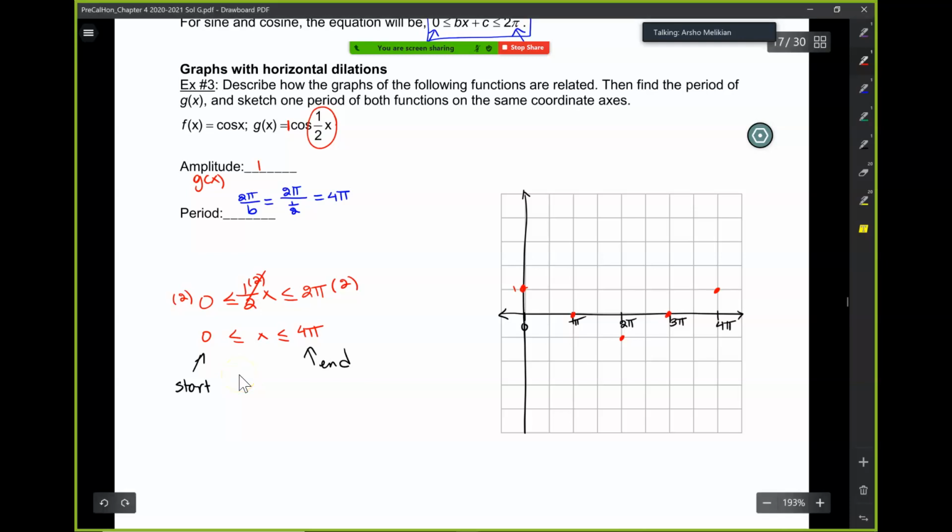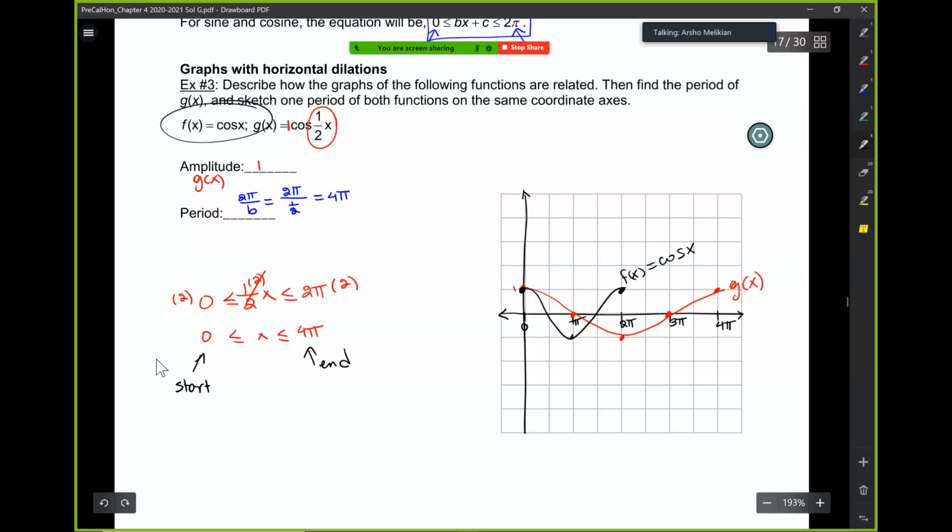All right, so here's how that looks. And that's g of x. Okay, had I graphed cosine of x, like plain old cosine of x, it would have started at 1 and ended at 2 pi. It would have looked like this. That would have been f of x equals cosine of x.